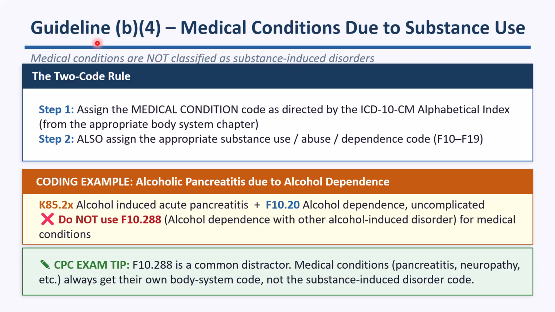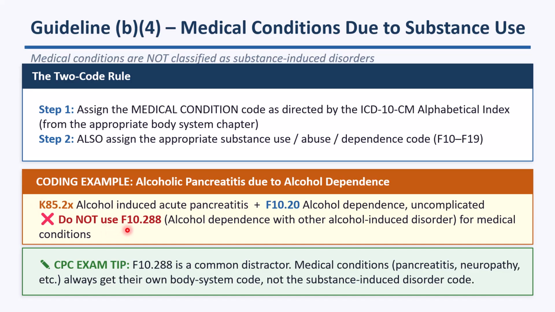And guideline B4 clears up a really common misconception. Medical conditions caused by substance use, abuse, or dependence are not classified as substance-induced disorders. Instead, you follow a two-code approach. Step 1. Assign the medical condition code from the appropriate body system chapter as directed by the alphabetic index. Step 2. Also assign the substance use disorder or abuse code from F10 through F19. So look at the example. A patient has alcoholic pancreatitis due to alcohol dependence. You assign K85.2x, the pancreatitis code from chapter 11, and F10.20 for alcohol dependence. Two codes, two chapters.